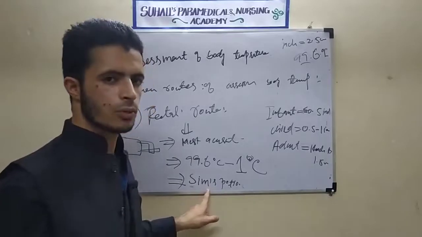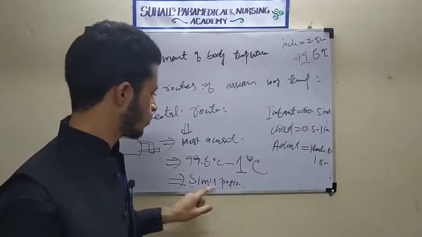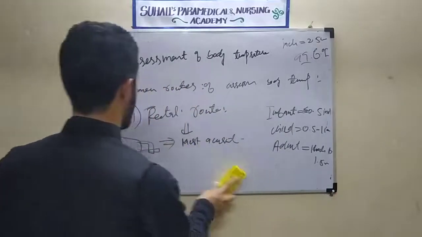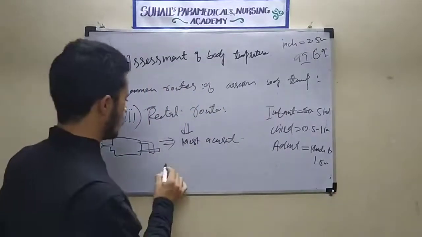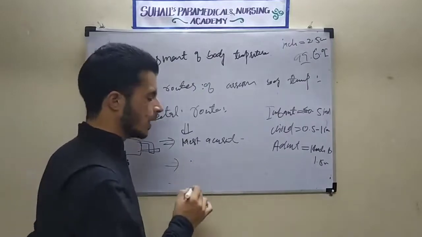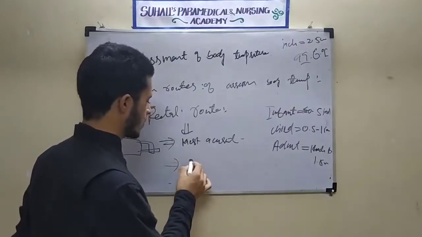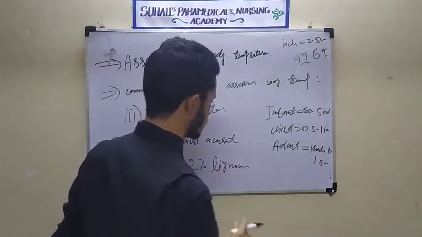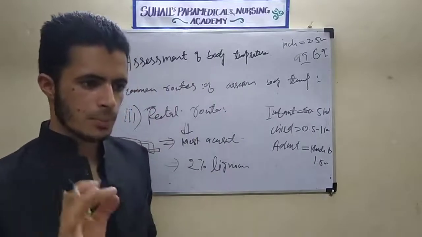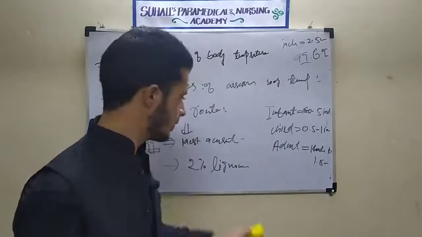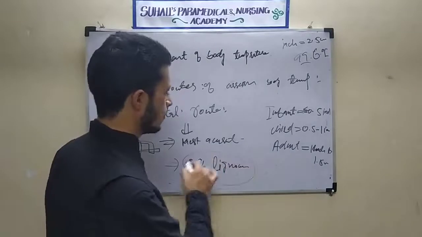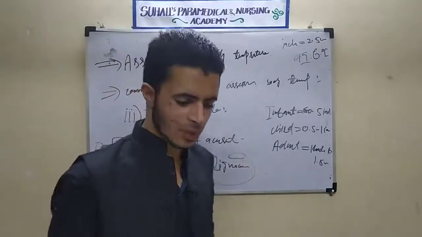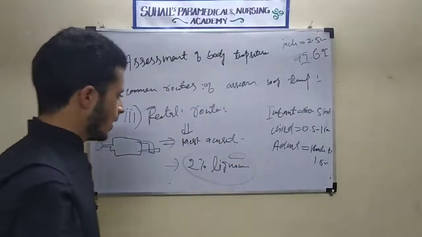After asking the client to take this position, then what we have to do? Before inserting the bulb into the anus, we should use any gel, suppose 2% lignocaine. We should use 2% lignocaine on the bulb part to insert into the anus, because there is a chance of bleeding. This will reduce the friction, and there will be less chance of bleeding.